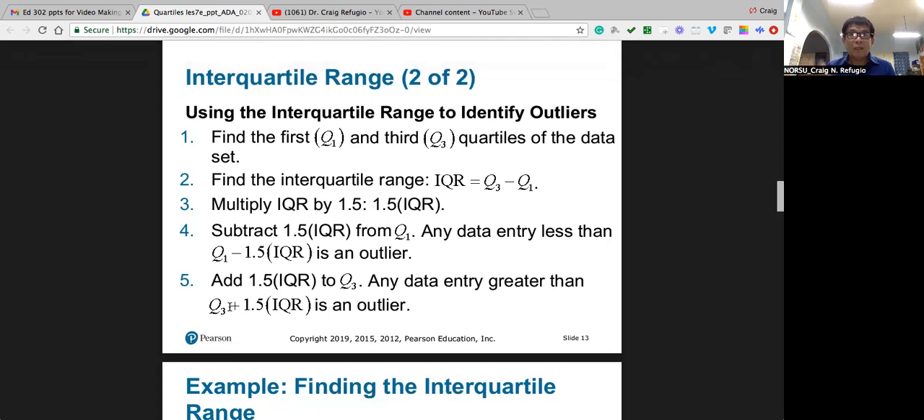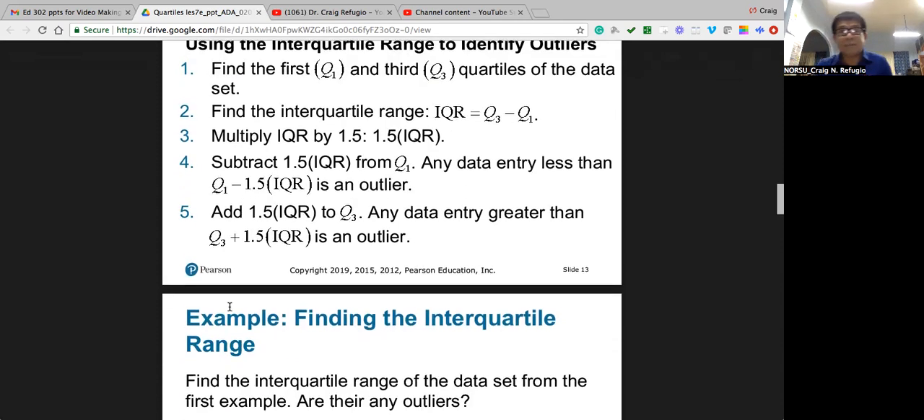Remember, in the video about measures of central tendency, I talk about outliers. So I hope you remember the definition of outlier. Outliers are actually very big values in comparison to the majority of the data, or they can be very small values in comparison to the majority of the data.